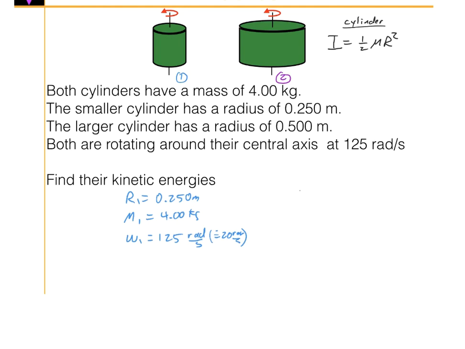Let's write down the numbers for R2. So R2 is just, everything is the same except it's got twice the radius, right? So M2 is 4 kilograms as well. Omega 2 is the same as omega 1. It's 125 radians per second. And so I can calculate. So now we have everything we need to calculate, right?